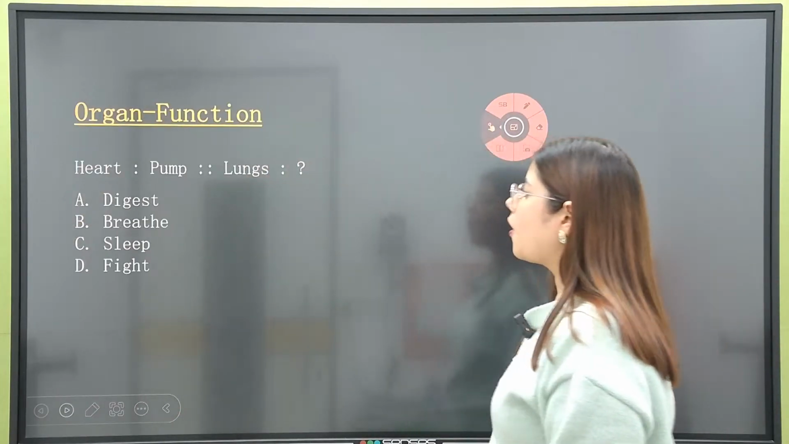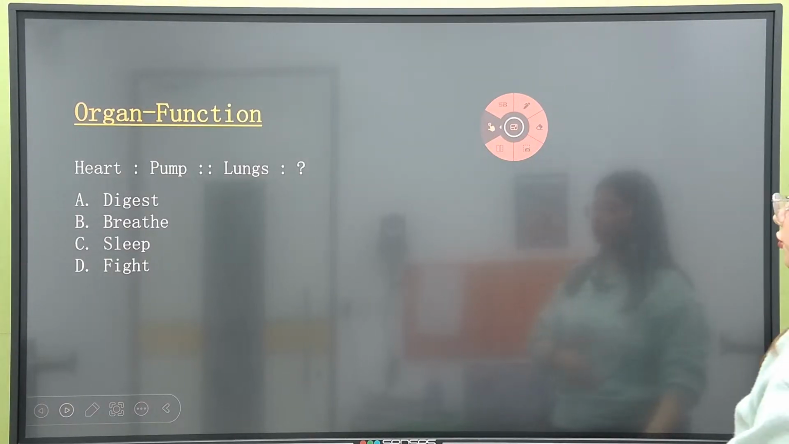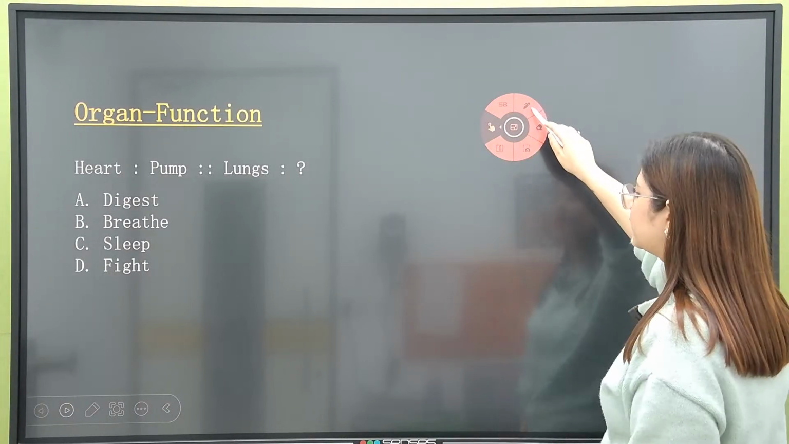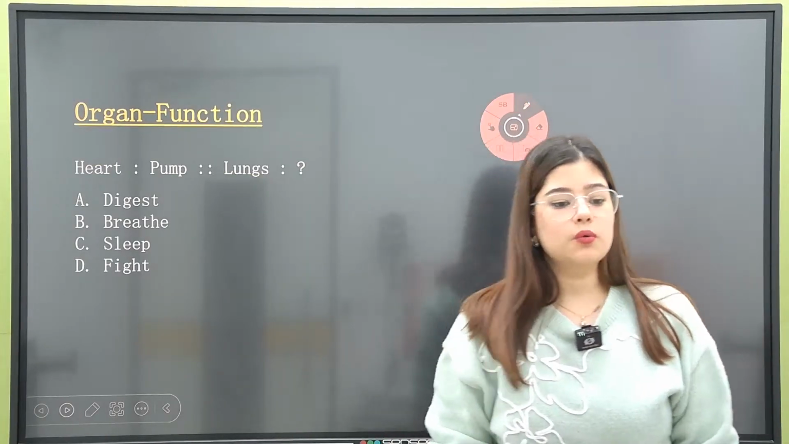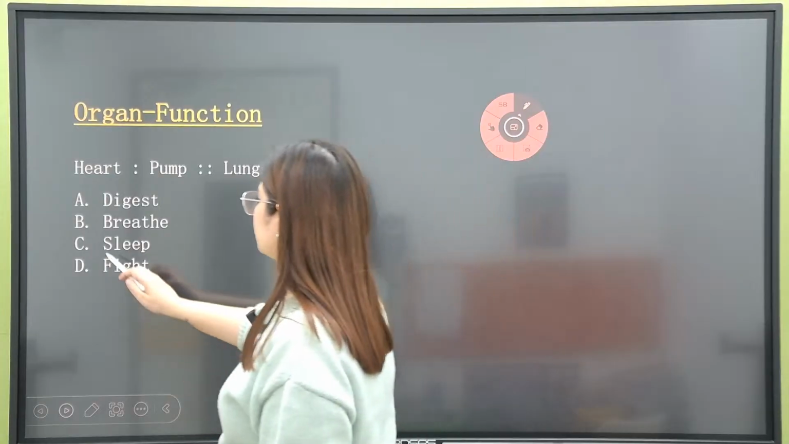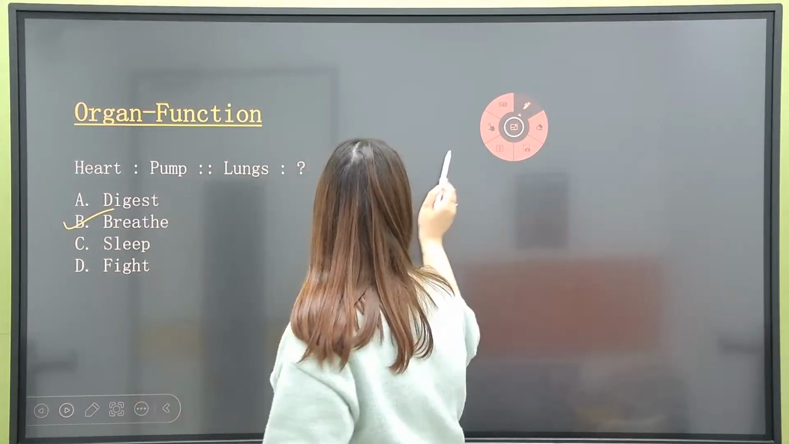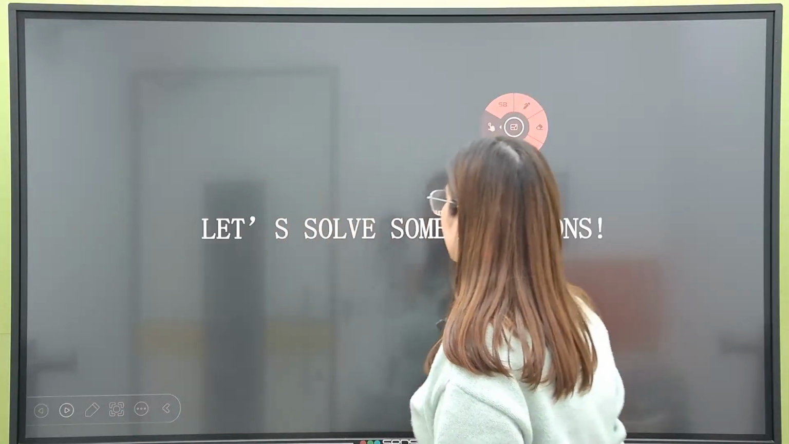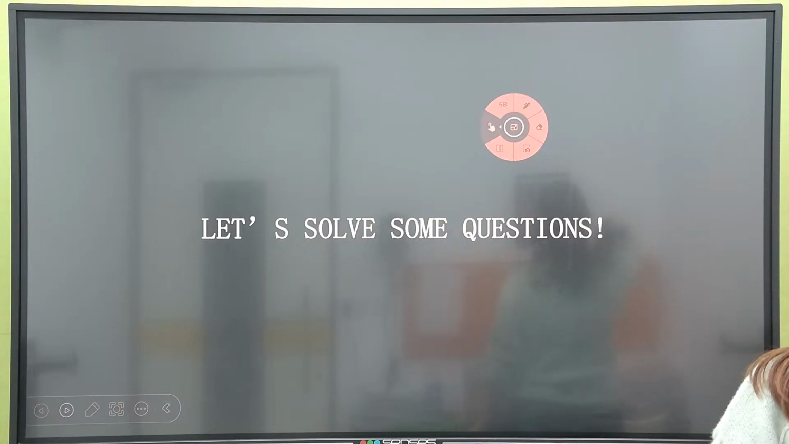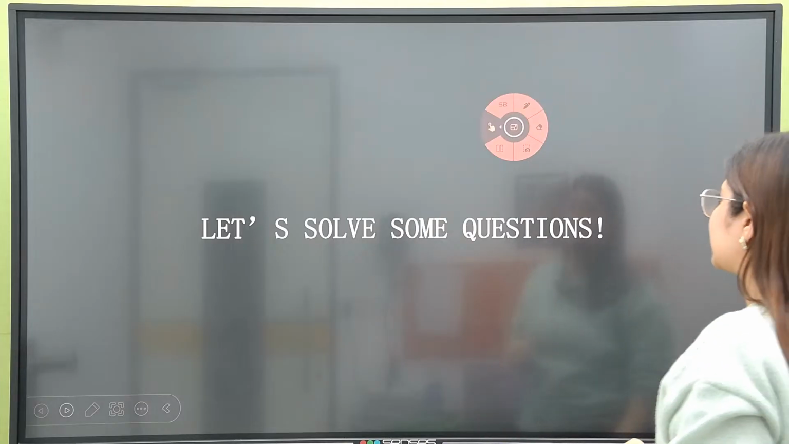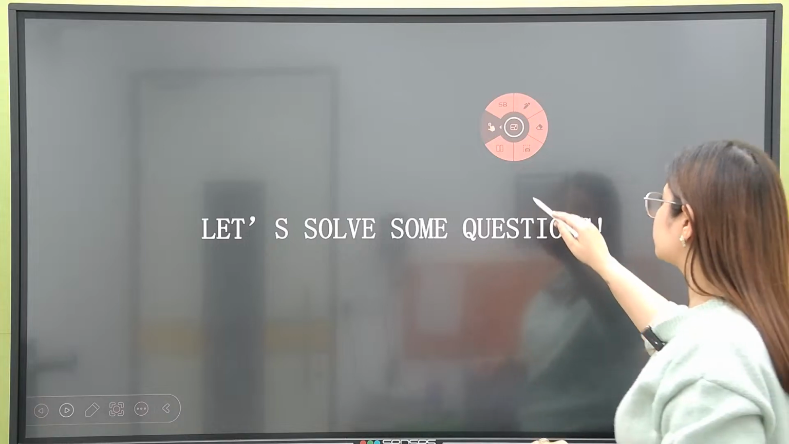Next, organ function. Heart is to pump. The function of heart is to pump blood, such as lungs is to... Lungs help us to breathe. So heart is to pump, such as lungs is to breathe. Now let's look at some questions. Let's try to establish the relationship between the pairs and solve some questions.